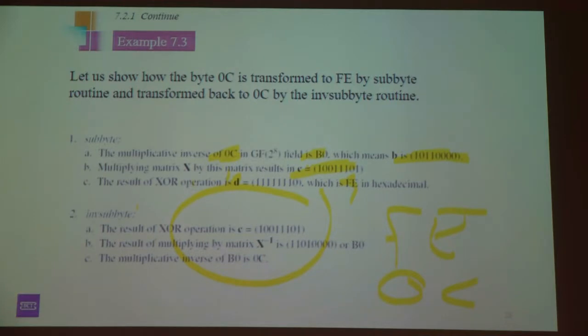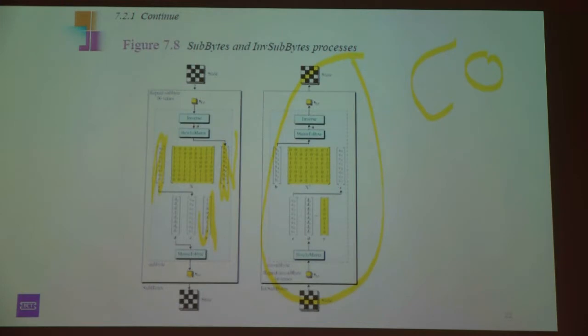What's Y? Why is it acting like a key here? Y is predetermined, given by the algorithm. So Y is predetermined, and the box in here is predetermined, by design.